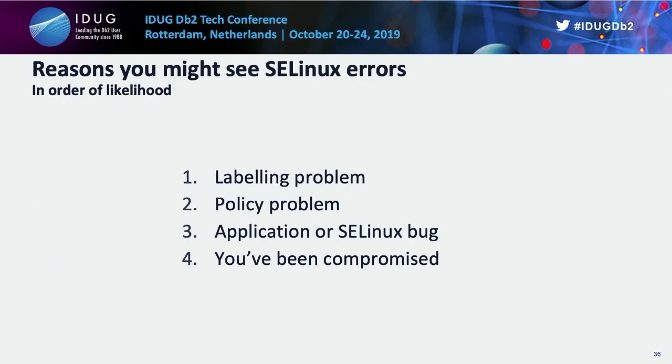Okay, so the last section is what to do when things go wrong. Typically, in order of likelihood, most things are going to be a labeling problem. So if you're getting errors, it's likely something hasn't been labeled right. Right, you forgot to put the data type onto the directory, and DB2 can't read the files. It can be a policy problem. Like I said, open a GitHub issue to help work through that. It could be an application bug in DB2 or an SELinux bug. Really unlikely, or hopefully you'll never see it, is that you've been compromised, and that's why you're seeing all these audit logs. Someone's trying to do stuff they can't do, right? But hopefully you'll never see those.